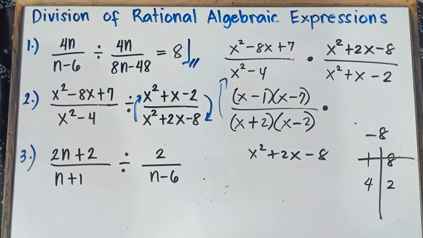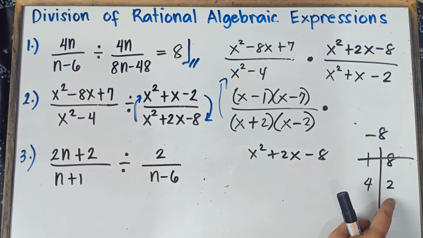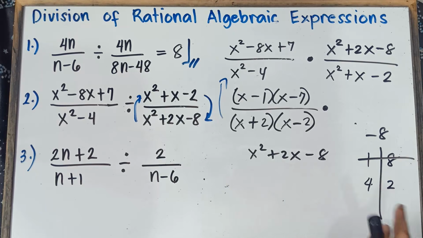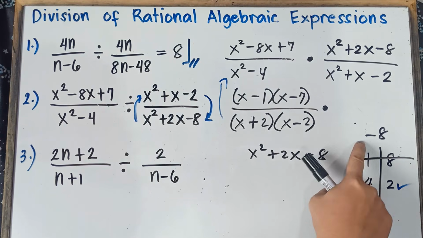How about 4 and 2? If we combine 4 plus 2, that would be 6. If we subtract 4 minus 2, that would be 2. So therefore, we'll be selecting 4 and 2. Now, since this is negative 8, class, therefore, one number should be negative. Because negative times positive, that would be negative.